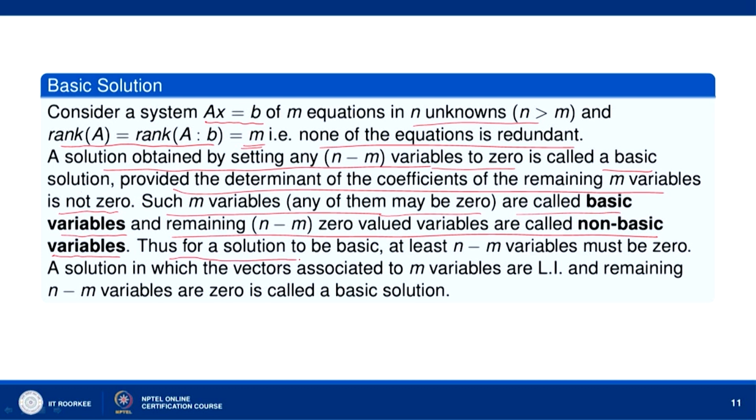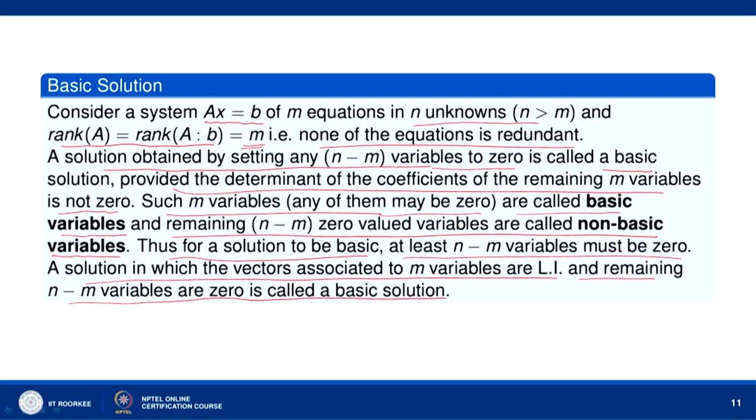Thus, for a solution to be basic, at least n minus m variables must be 0. So, n minus m variables are 0, and for the m variables that we are going to determine, some of them may be 0 there also. So, at least n minus m variables have to be 0. A solution in which the vectors associated to m variables are linearly independent and the remaining n minus m variables are 0 is called a basic solution.